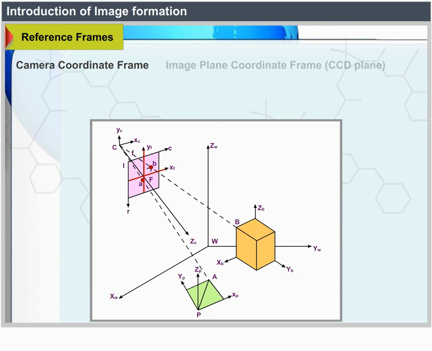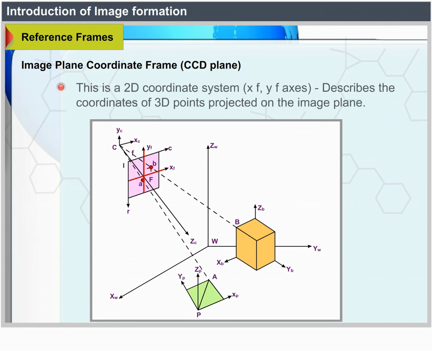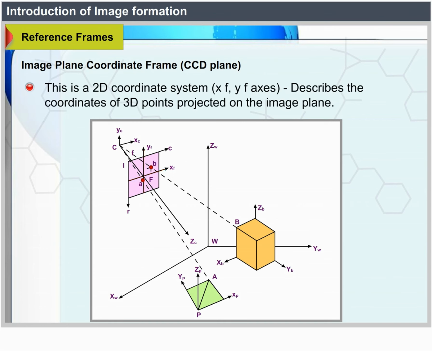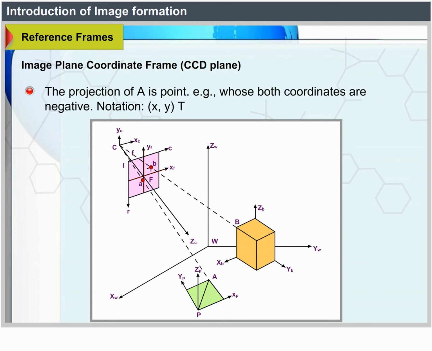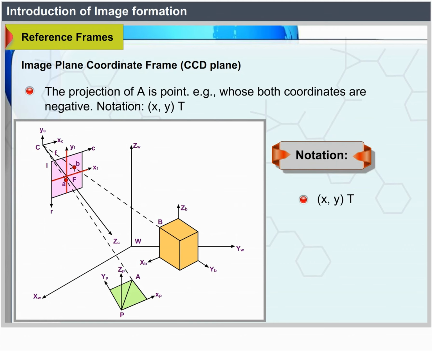Image plane coordinate frame, the CCD plane. This is a 2D coordinate system with xf, yf axes. It describes the coordinates of 3D points projected on the image plane. The projection of A is a point whose both coordinates are negative. Notation: (x, y)ᵀ.